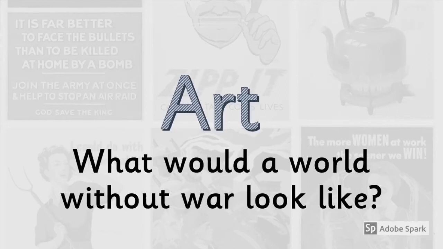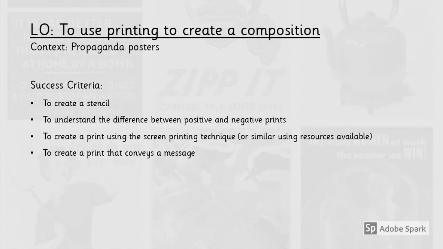In today's art lesson, we're going to continue thinking about what a world without war would look like. In this lesson, we're particularly focusing on printing to create a composition. To be able to do this, we need to create a stencil. We're going to need to understand the difference between positive and negative prints. We're going to create a print using the screen printing technique, or similar, using resources available. And we're going to create a print that conveys a message.